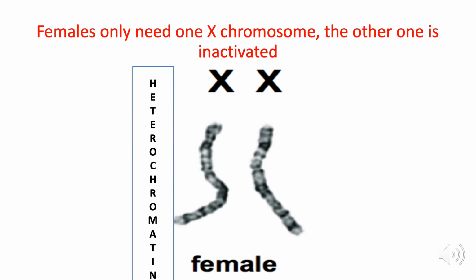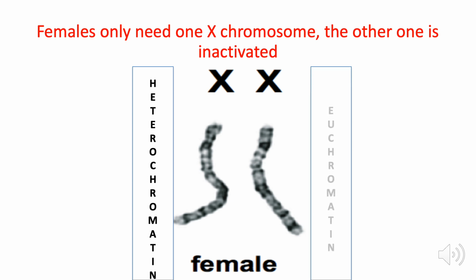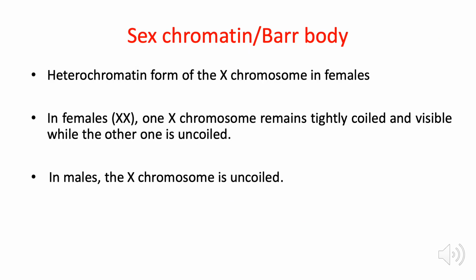While the active X chromosome should never be tightly condensed. Why? Because it is actively used, transcribed by the female cells for them to produce proteins. So that particular X chromosome should exist as euchromatin. So expect that in the cells of females, they should have an extra number of heterochromatin. And that extra heterochromatin is representing now the heterochromatin form of their X chromosomes.